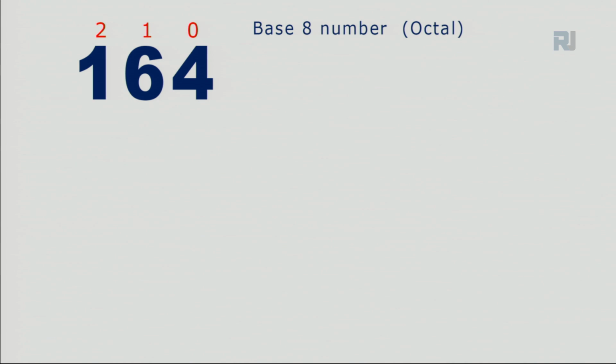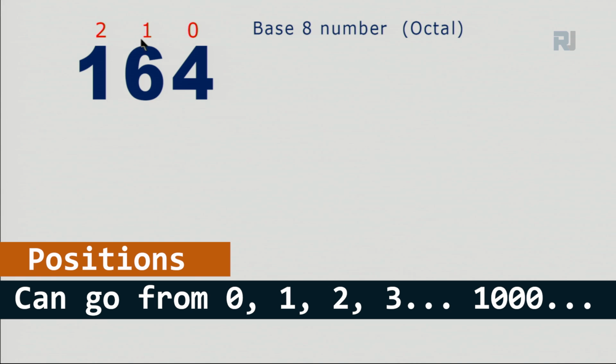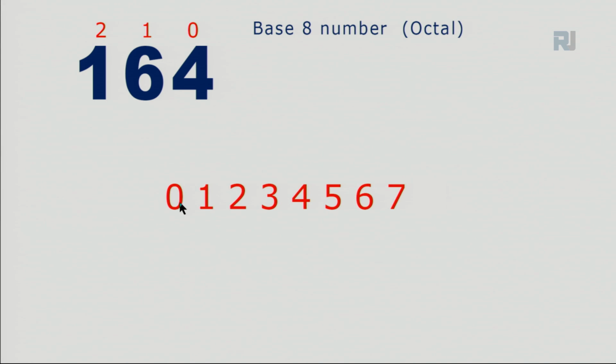Now let's have a look at the octal. We have 164, but this is not decimal, this is octal, base 8. The position is the same as before, 0, 1 and 2. And let's see the value. It goes from 0 to 7 and we don't have any other value. When this position reaches 7, we add 1 more here. And if you see here 1 and 4, then this doesn't mean 14. You will see it now.